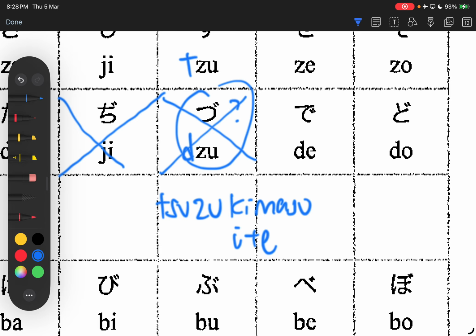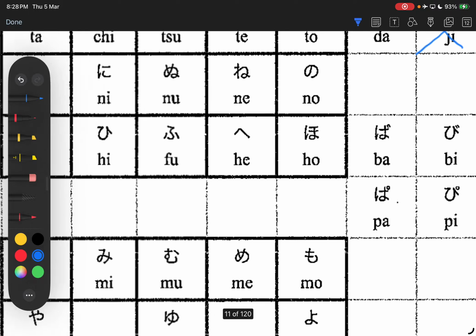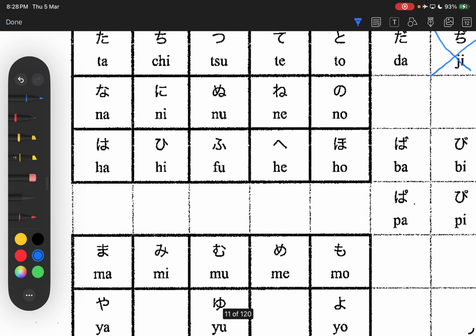Next we have the TE sound. Te becomes de. De. Right? Next we have do. Do. Right? DO sound. Not do, do. Okay. The N row has nothing. Don't worry, the H row has two to compensate for N.